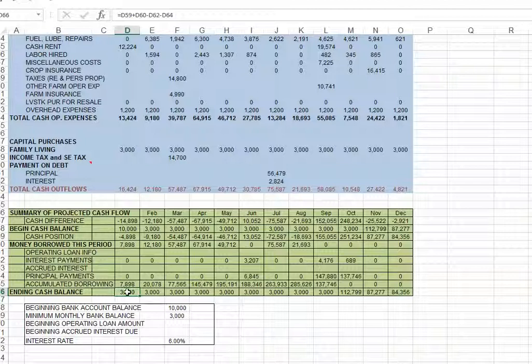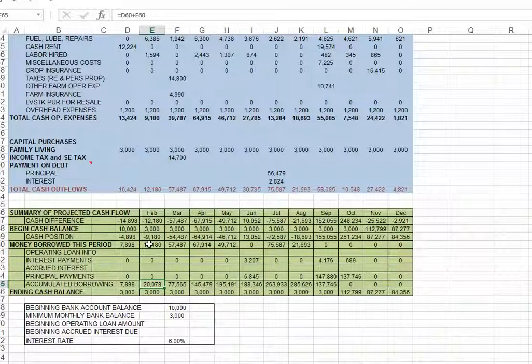If you end the month with 3,000, that number goes directly up to the beginning cash balance the next month. Now in February, inflows minus outflows, you were $12,180 short. You started the month with 3,000, so you're 9,180 short. So you're going to have to borrow 12,180 to get back to 3,000. But when you add that 12,180 you borrowed in February to the 7,898 you borrowed in January, your loan balance is going to be up to 20,000.